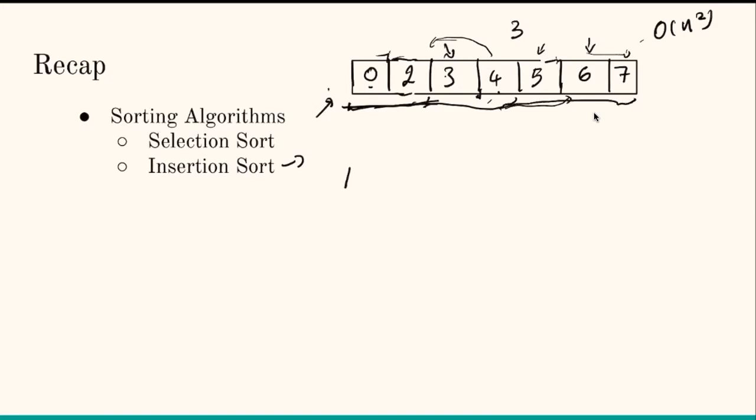So the array is sorted. This is insertion sort, okay? We just consider the next element at each iteration and we try to insert it in the right position by shifting elements, okay? So what is the time complexity of this algorithm?